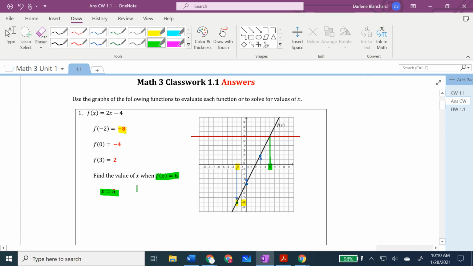If you solved it through the equation, then you plug the -2 in right here. 2 times -2 minus 4 gives you -8. And then do the same for the other two. And if you're doing it with f of x equals 6, then you replace f of x with a 6, and you solve the equation.